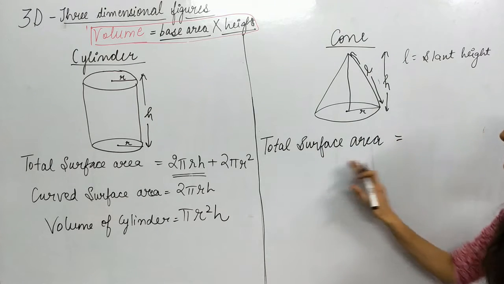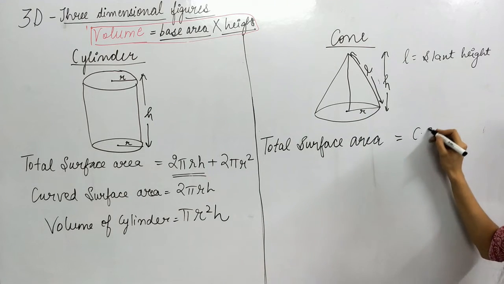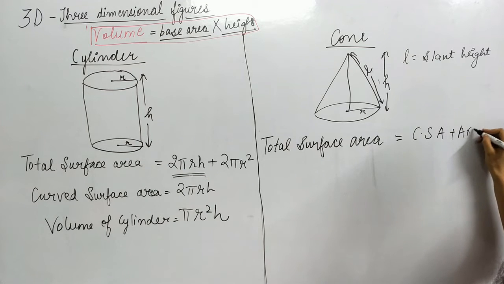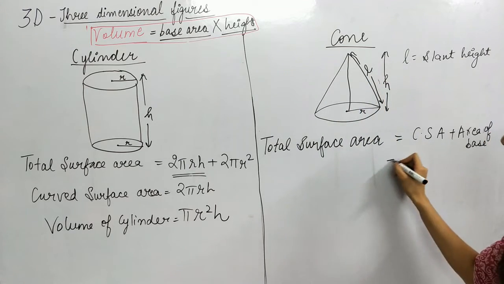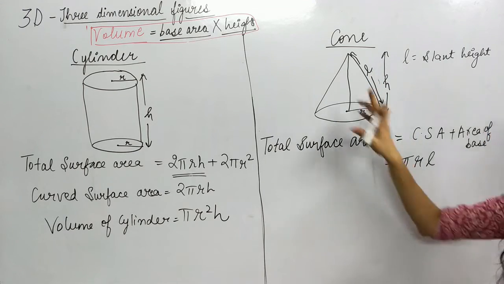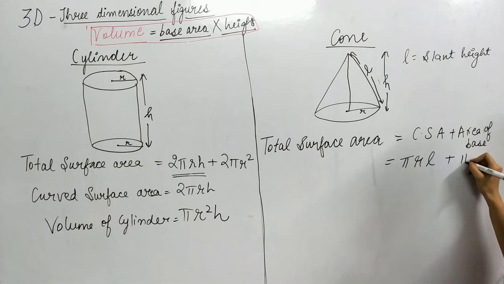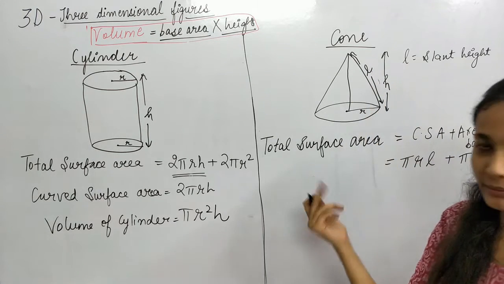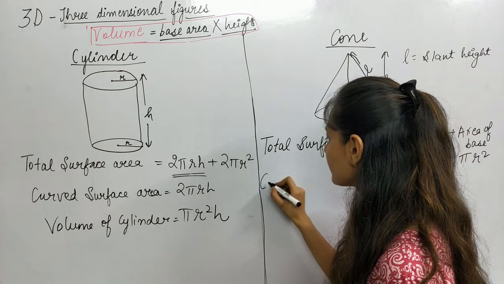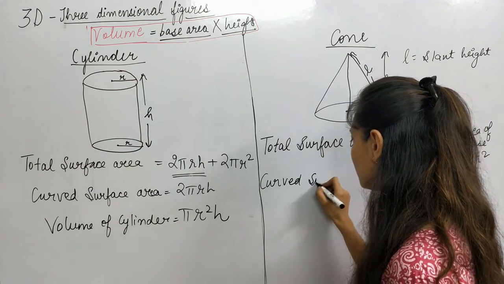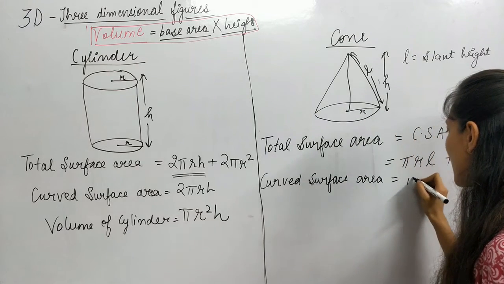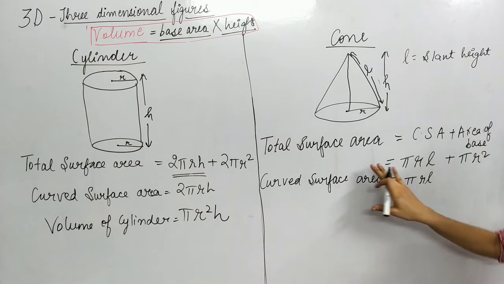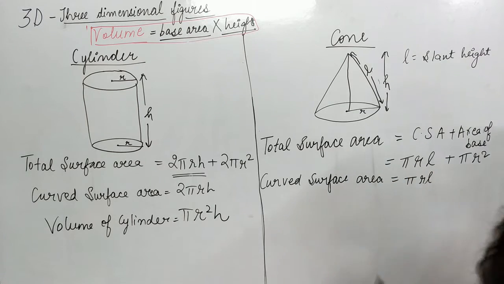First of all, total surface area of cone will be curved surface area plus area of base. Okay, what is curved surface area? This area, only the curved one. That formula is pi r L for the cone, and area of base is pi r square because this is a circle, only one base. Curved surface area of cone is pi r L, and total is pi r L plus pi r square.